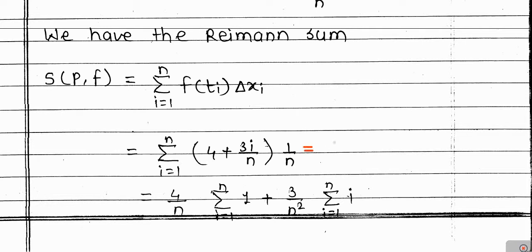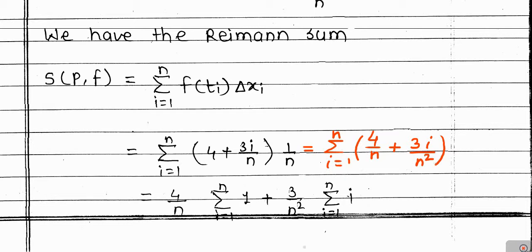Okay, so this is equal to the summation over i equal to 1 to n. Then we'll get 4 into 1 by n, which is 4 by n. Then plus, the next term is 3i by n into 1 by n, which is 3i by n squared.